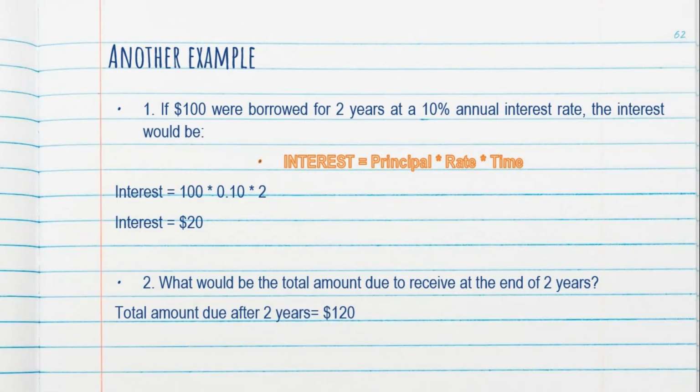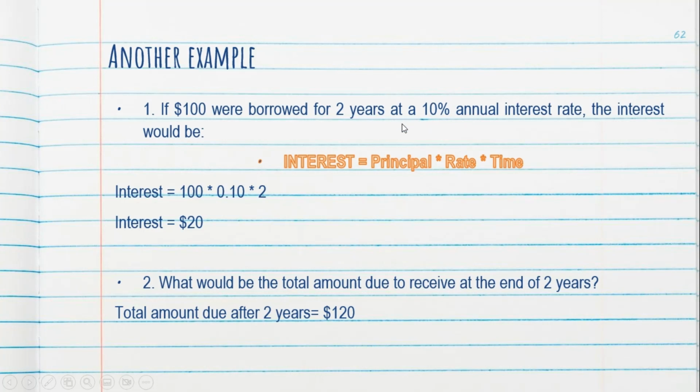Let's see another example. All right. Number one, if $100 were borrowed for 2 years at a 10% annual interest rate, the interest would be, okay, so let's extract the relevant information. $100 is the first information you have, and this is your principal. It was borrowed for 2 years. This is your time. At a 10% annual interest rate, this is your simple rate.